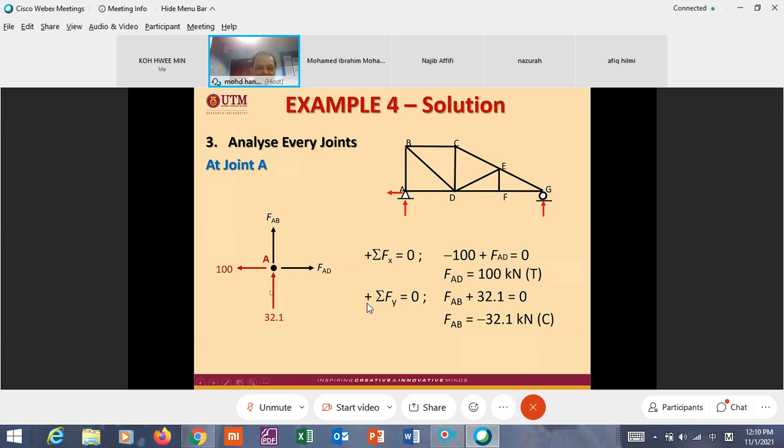Okay, if you start with A, 32.1 is the reaction. We have determined that in the last slide. 100, and then very simple. Fx equal to 0: minus 100 plus Fd equal to 0. This one equal to 100. This one equal to 32.1. Very simple. That's right. The point from which we start, we must be clever about where to start from.